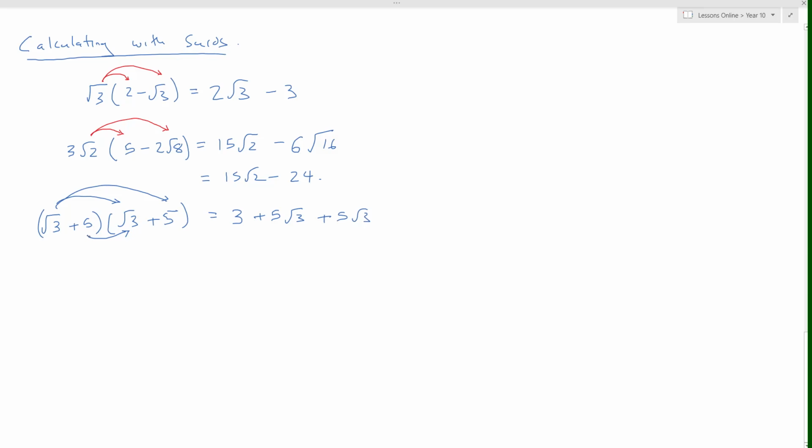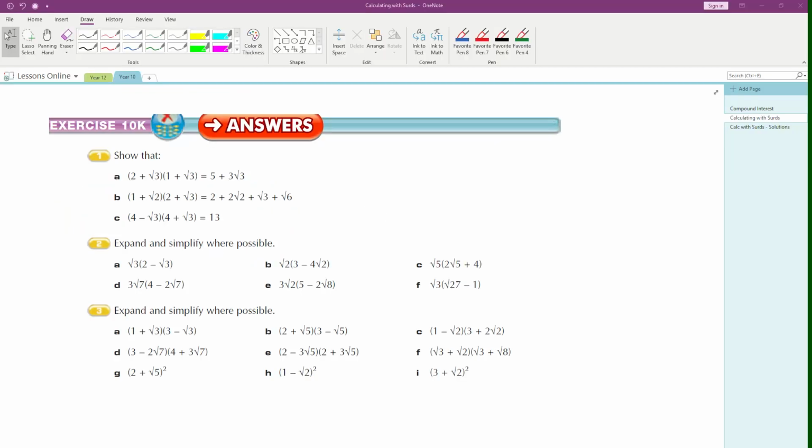And then I've got 5 times 5, which is 25. So that gives me 3 plus 25. Because they're both numbers, so that gives me 28. And I've got 5 root 3 plus 5 root 3. So that's 2 lots of 5 root 3, 10 root 3. So those are a few examples for you. Some questions for you to do now. Okay, this time I want you to attempt all questions. So press pause and have a go.